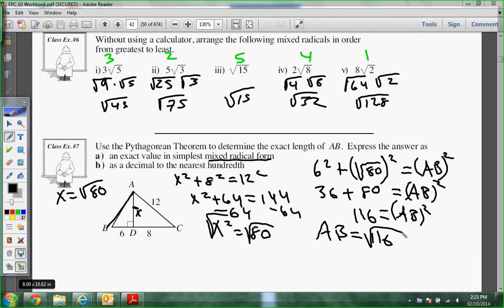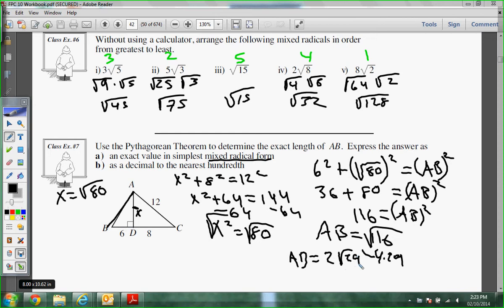What's the biggest perfect square that goes into 116? Is that a 116? Yeah, it's not a perfect square, though. So the smallest one actually ends up working, which is 4. And when you try 4, it breaks down to 4 times 29. Well, 29 has no perfect squares. 29 is prime. 29 and 1, right? So we know that's going to work. So AB, what's the 4 come out as? So AB, in terms of mixed radical, is 2 root 29.